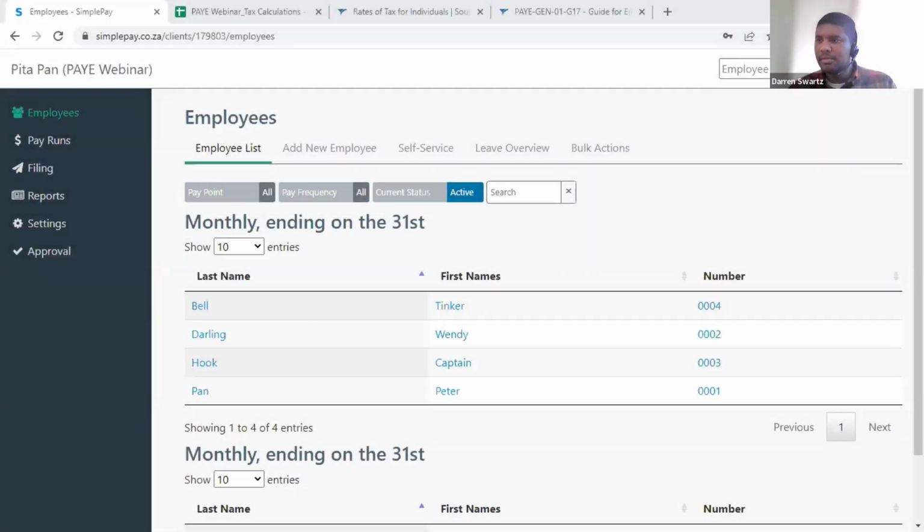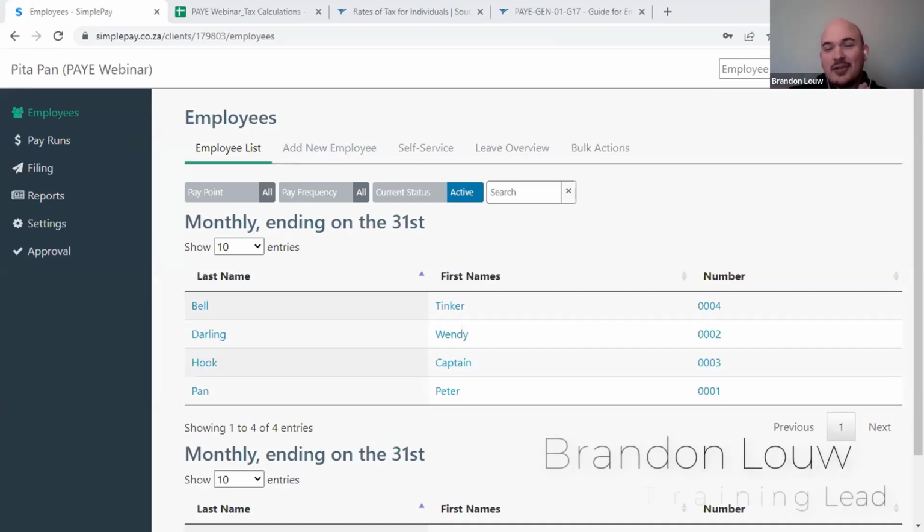Okay, so we have the poll results back, and 99% of the attendees answered true. Brandon, is that correct? Does SimplePay automatically calculate Pay As You Earn based on employee's salary? So 99% of the attendees are absolutely spot on. SimplePay does automatically calculate PAYE for you. We automatically add it to your payslip, so you don't need to add anything to any payslips. We will automatically add it.